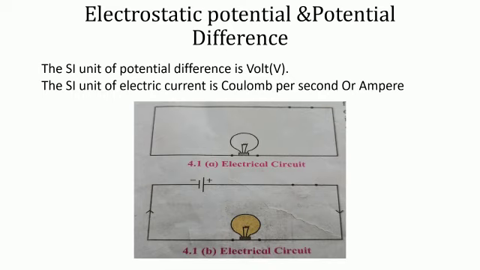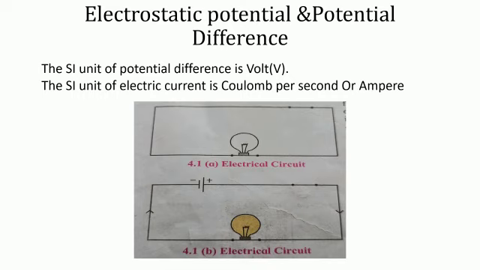Electric current flows from the negative terminal of the cell to the positive terminal of the cell. Negative terminal means electrons are present on this terminal and they flow from the negative terminal to the positive terminal. Positive terminal is a terminal towards which electrons flow. In figure 4.1a, you can see the negative terminal and positive terminal indicated by plus and minus signs. Minus sign is for the negative terminal and plus sign is for the positive terminal.